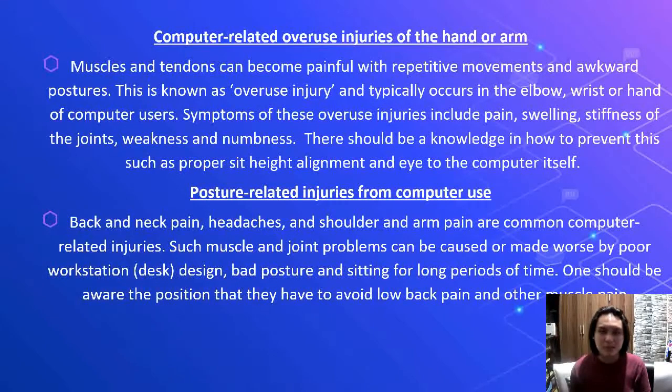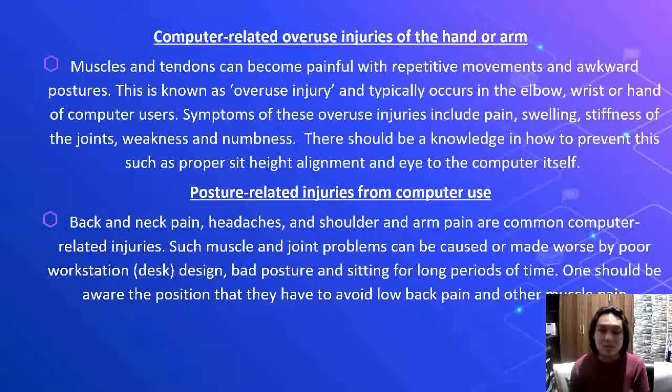So, computer-related overuse injuries of the hands and arms. Muscles and tendons can become painful with repetitive movement and awkward postures. This is known as overuse injuries, and typically occurs in the elbows, wrists, or hands of computer users. Symptoms of this overuse injury include pain, swelling, stiffness of the joint, weakness, and numbness.